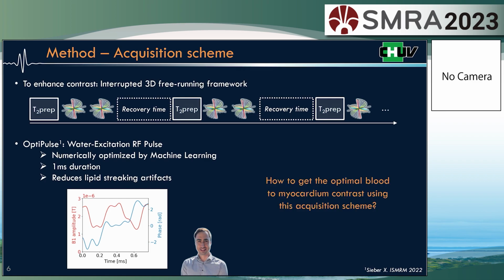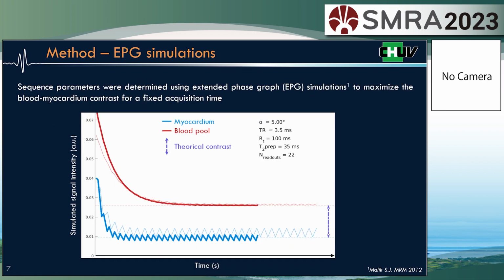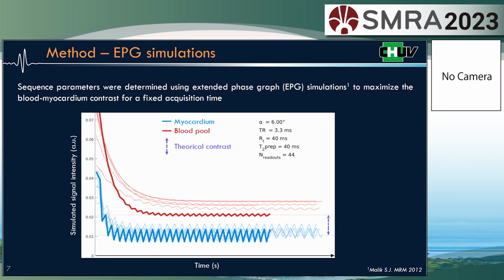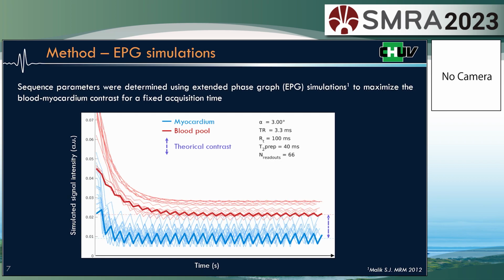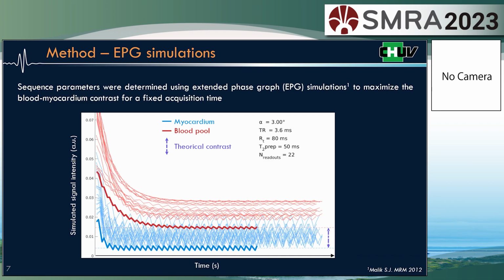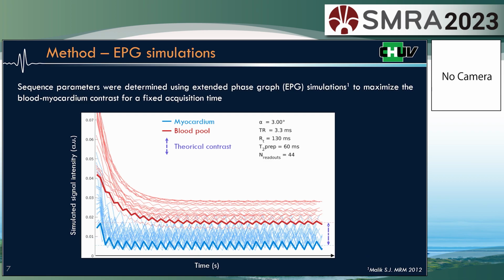So now that we have our acquisition scheme, we have to choose our sequence parameters, and how do we get the parameters that give us the optimal blood to myocardium contrast? For that, we leverage EPG simulation to run thousands of simulations with all the possible combinations of sequence parameters, and we kept the parameters that gave us the best theoretical contrast between the blood and the myocardium.